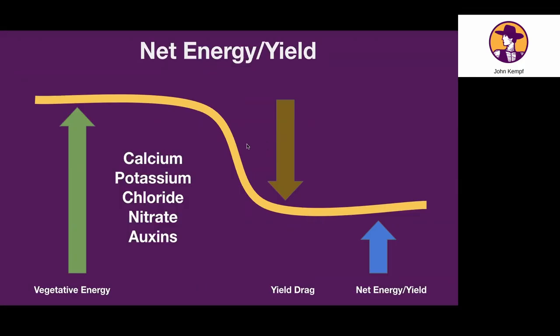So when we look at these nutrients, calcium, potassium, chloride, and nitrate, as well as auxins, they drive vegetative growth energy. And 3 out of the 5 can exhibit a yield drag effect when they're present in excess. And I should maybe clarify that language. When I say they are present in excess, what I mean is that they are present in amounts larger than are required for optimal plant health and yields.